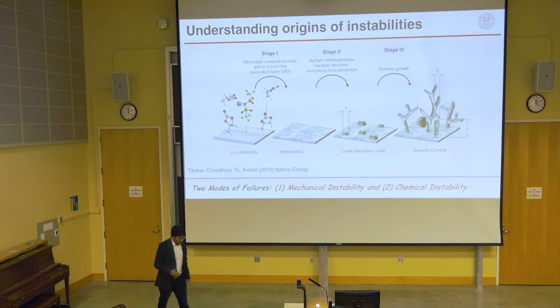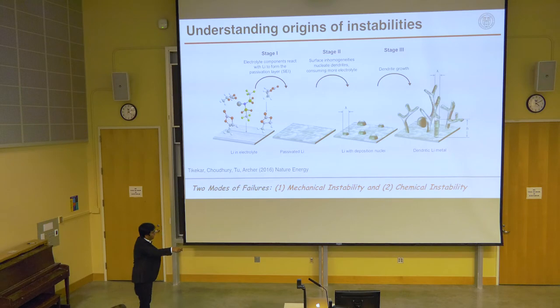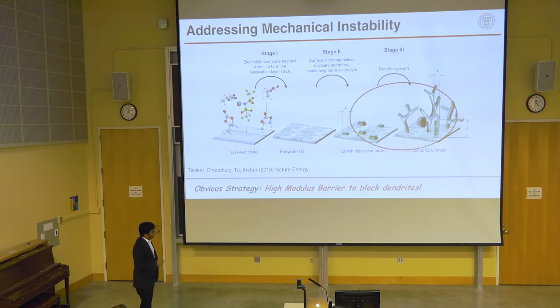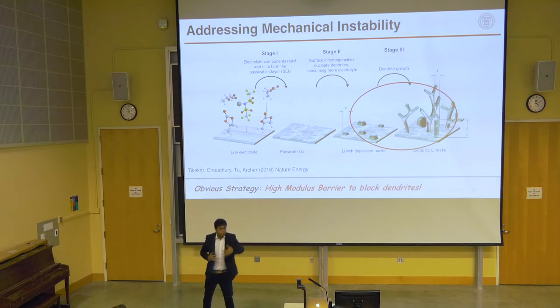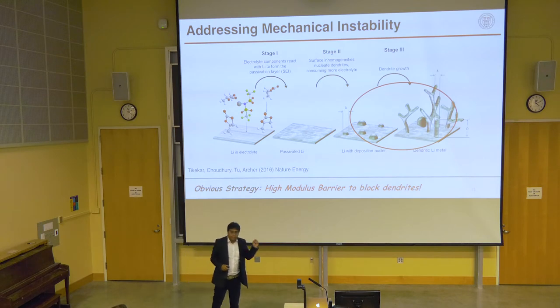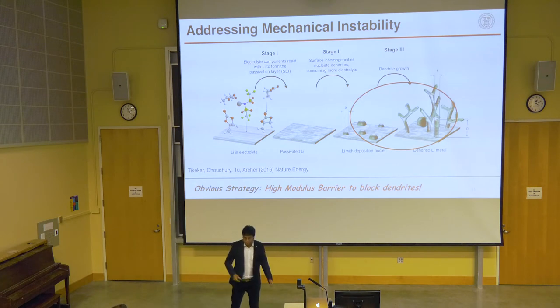Okay, so let's come back to the same picture. I'll start by talking about the mechanical instability or the dendrite growth. So the most common way of preventing dendrites from growing is to block them, right? If you have a very high modulus barrier, then the dendrite won't be able to cross over. And this is a very interesting chemical engineering problem: what is the optimum modulus that is required to prevent the dendrites from growing?